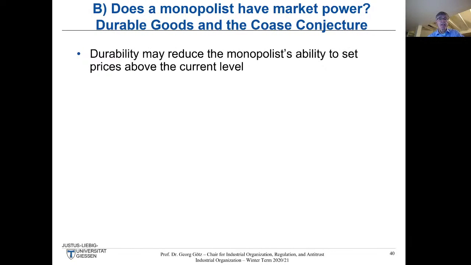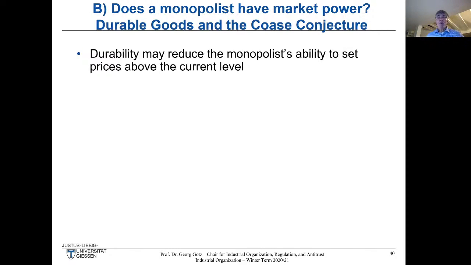at least it's a durable product, and durability may reduce the monopolist's ability to set a price above the current level or above the competitive price. We could also discuss this topic in terms of what is called intertemporal price discrimination, and that's where this Apple topic comes in. Okay, what is the idea? When Apple brought the iPad into the market, what did they do? It was about 5 or 6 years ago, or probably even 8. What they did is they sold the first units at a very high price. But later on, they reduced the price.